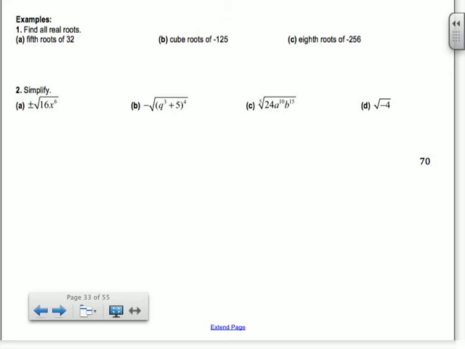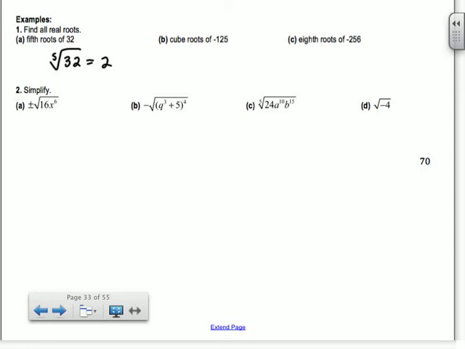Okay, so find all real roots. If I had the 5th root of 32, so if I had 32 and I took the 5th root of it, how many answers are there? 1 or 2? 1, because it's the 5th root, right? So the 5th root of 32 is just 2.